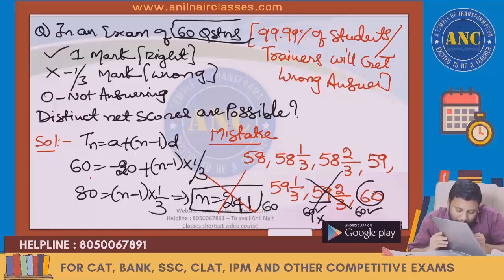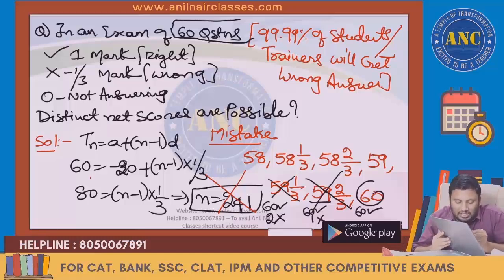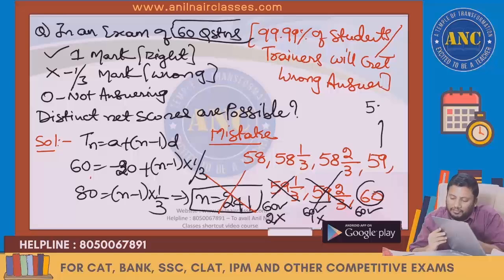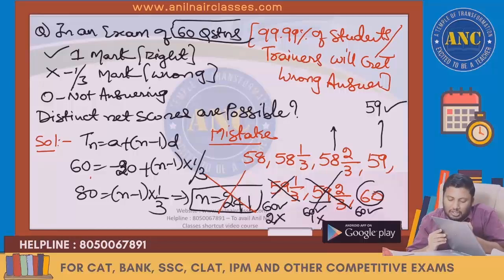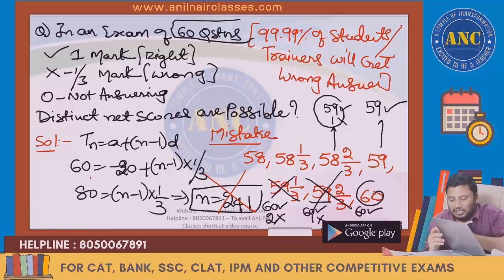Now 59 1/3: 60 right, 2 wrong. 2 wrong means 60 minus 2/3 is 59 1/3. This case is wrong, because 60 plus 2 is 62 questions, but there are only 60 questions. Next, 59: only 59 attempted, all 59 right. Possible case. 58 2/3: 59 right, 1 wrong. 59 minus 1/3 is 58 2/3. Total 60. It is possible.